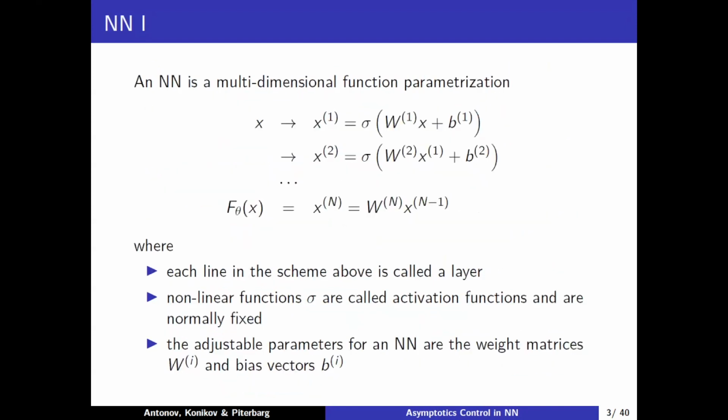Let us start with a brief description of a neural network. This presentation is aimed more at quants than at specialists in neural networks, so we may sometimes use quant slang rather than data scientist slang. But we share the same math, so we should agree. A neural network is a multidimensional function parameterization. Let us imagine we have our input variables x, a vector variable of some dimension.